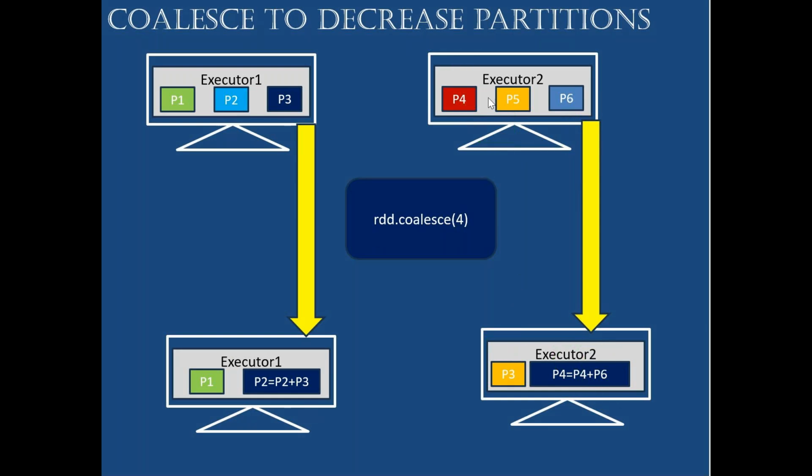So a lot of data movement is reduced, isn't it? P1 is as it is, P5 is as it is. These two combined created one, and these two combined created one. That's it. Understood? That is how Coalesce reduces the data movement. Okay, clear?